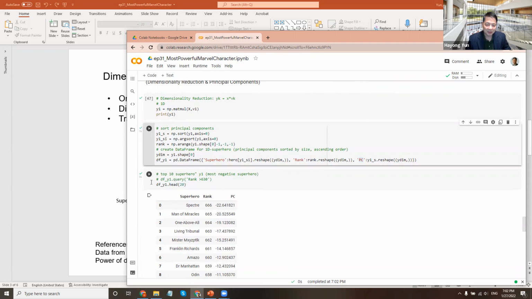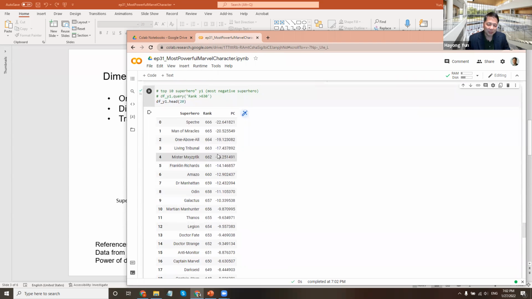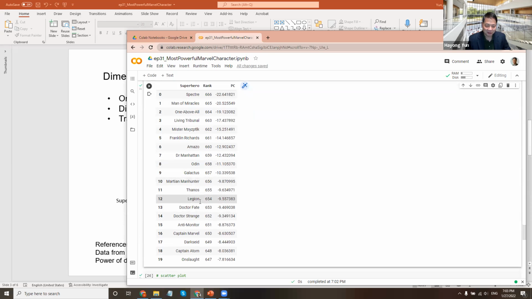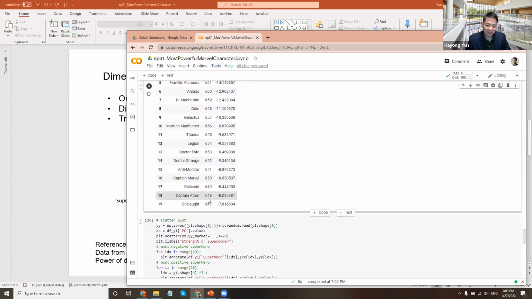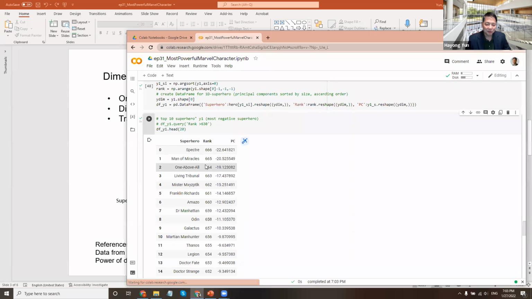Okay. So which ones are the top 20 in our list? It will again go in the very large negative values. Spectra, Man of Miracle, One Above All, Living Tribunal, Mr. Mxyzptlk, Franklin Richards, sounds familiar, Amazo, Dr. Manhattan, Odin also sounds familiar, Galactus, Martian Manhunter, Thanos sounds familiar, Legion, Doctor Strange, and see Captain Marvel, right? So we got a whole bunch in the list, and if you have curiosity, Spectra seems to be top of it.